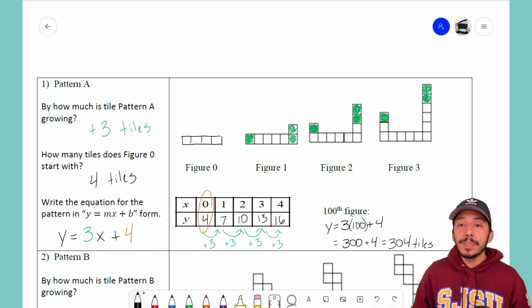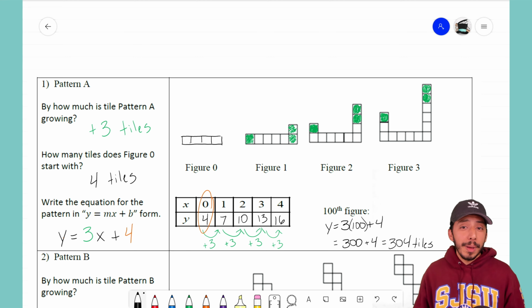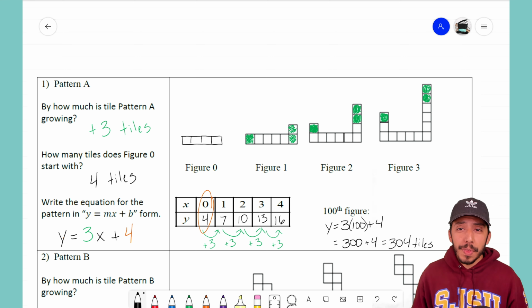So that's how we use our patterns to develop linear equations. y equals mx plus b. Remember, m is our growth, b is our starting point.